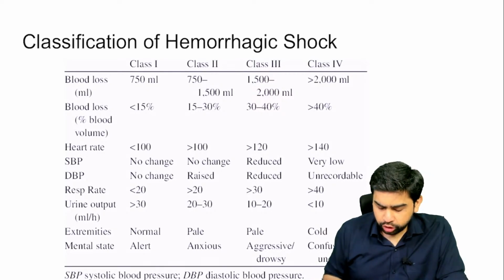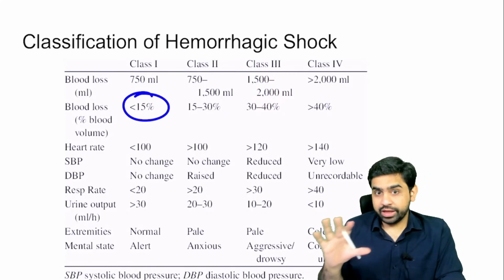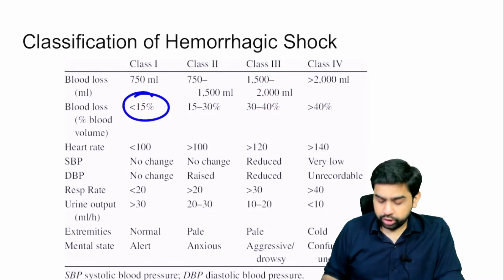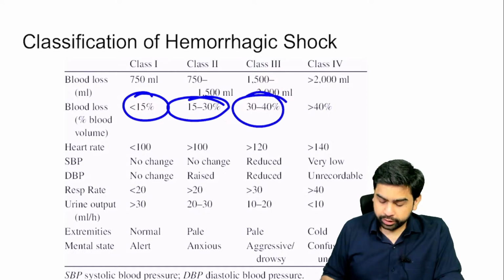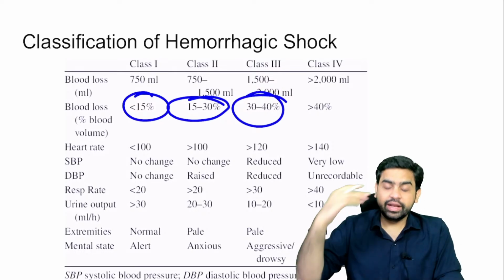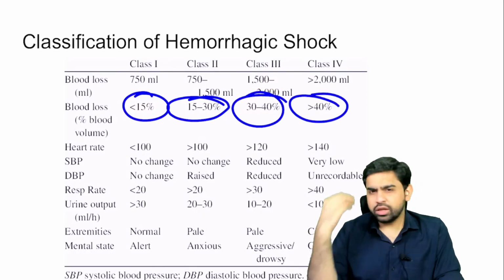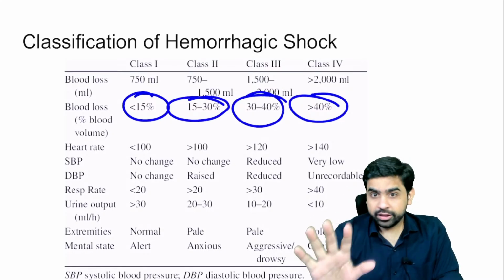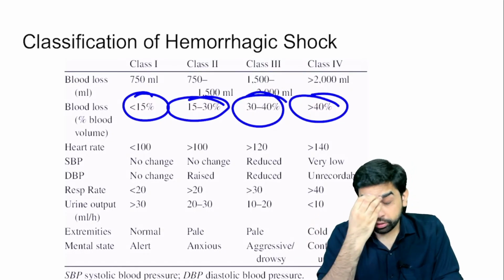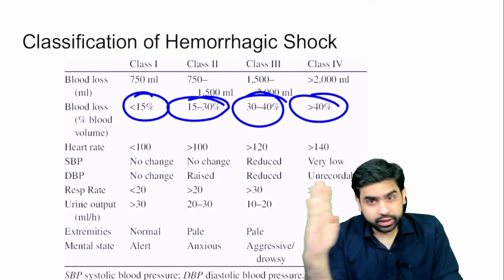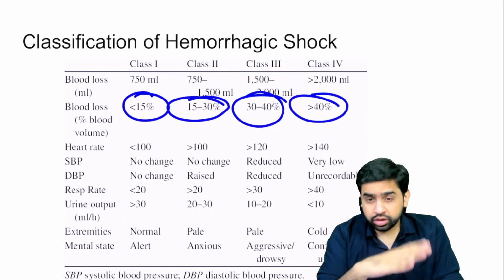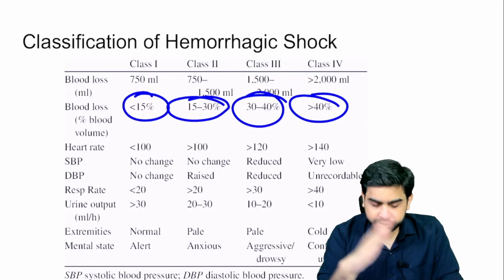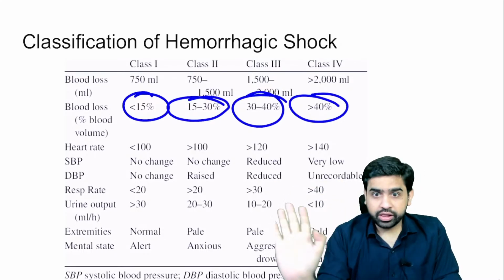What about class 1 hemorrhagic shock? In class 1, the blood loss is less than 15%. In class 2, the blood loss is between 15 and 30%. In class 3, it is between 30 and 40%, and in class 4 it is more than 40%. It's a very basic question. If you get this question wrong, it's not a very good thing. So class 1 is less than 15, then 15 to 30, 30 to 40, more than 40. If you convert it into ml, it is less than 750, 750 ml to 1.5 liters, 1.5 to 2 liters, and more than 2 liters. That's a very basic thing.